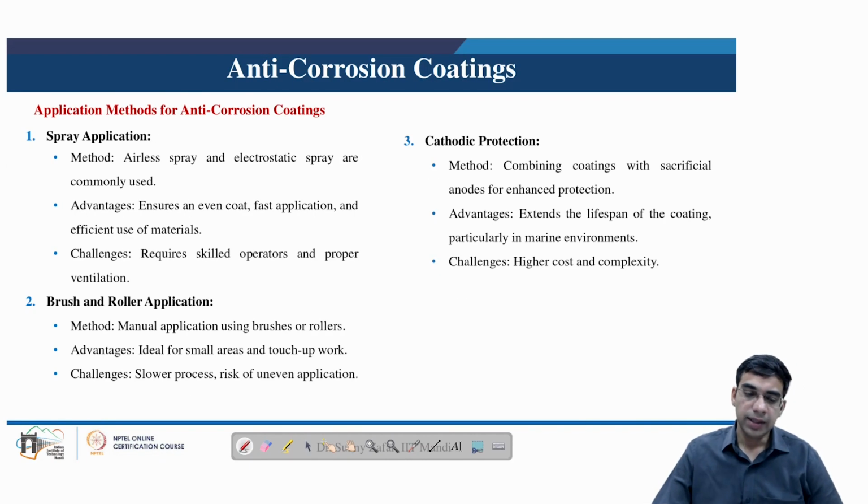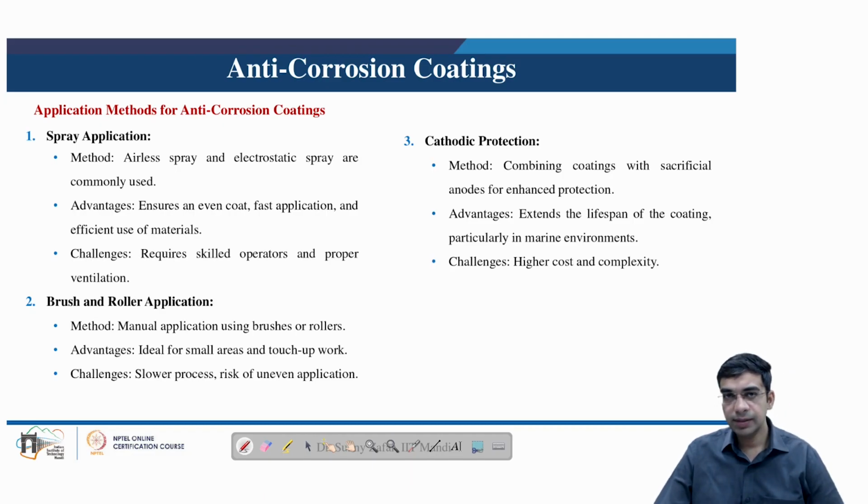Next, what are the methods to apply the anti-corrosion coating? Popularly, three methods are used. These include the spray application, in which airless spray and electrostatic spray are commonly used. The advantages of these methods include application of even coating, fast application, and efficient use of materials. The challenges include the need for skilled operators and proper ventilation.